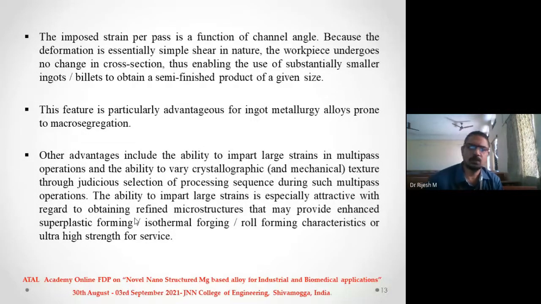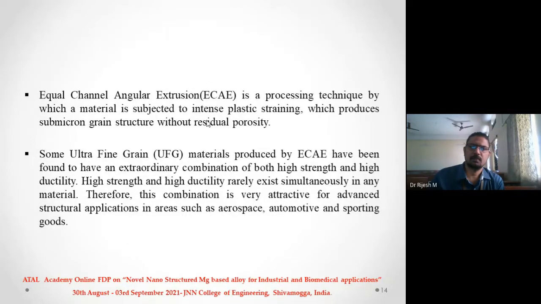Got it. So theoretically, people find a lot of applications by looking into this process. Got it. One is ingot metallurgy. Second is crystallographic variation, texture development, superplastic forming, isothermal forging, roll forming. All these things are possible using an ECAP ingot.